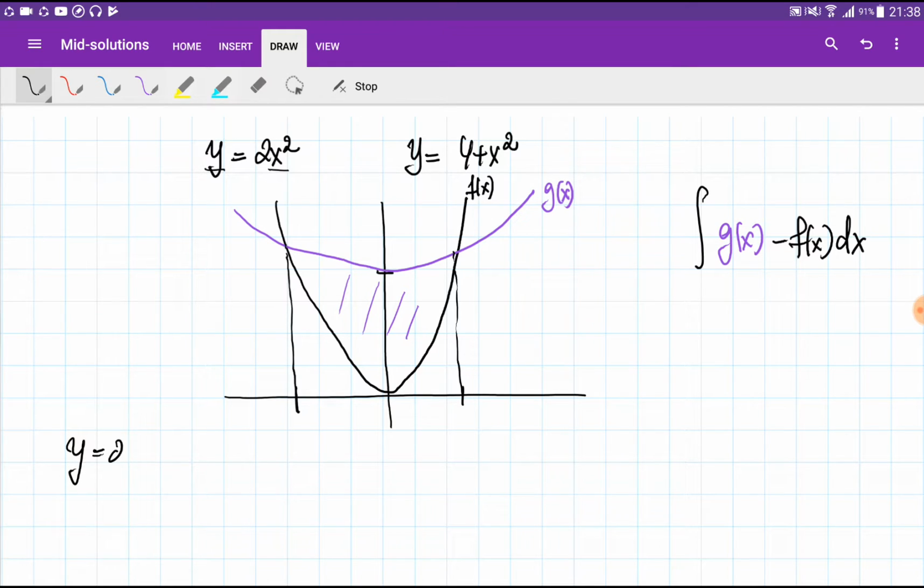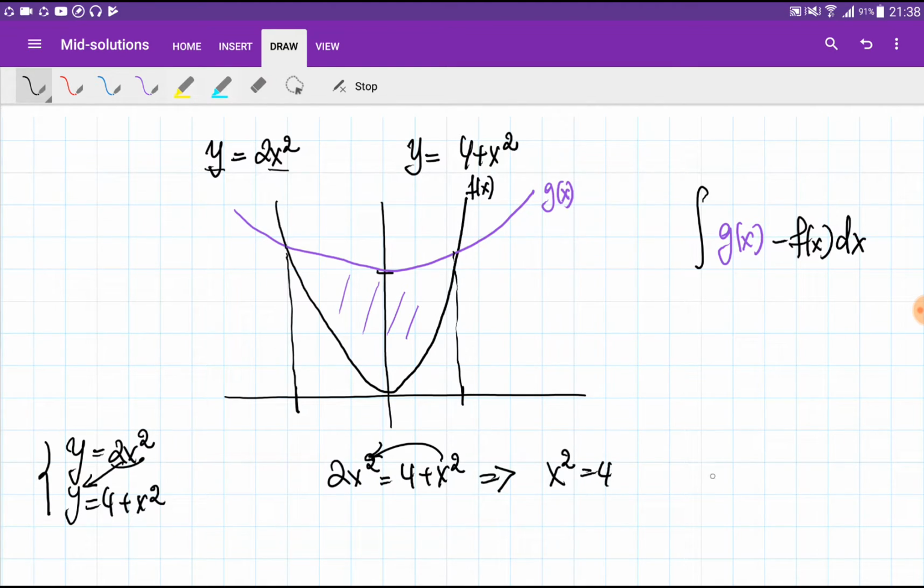So in order to find these points, we need to solve the system: y is equal to 2x squared, y is equal to 4 plus x squared. The solution of the system gives us the intersection points, the coordinates of the intersection points. So I will just substitute the y with 2x squared. So 2x squared is equal to 4 plus x squared. If the x squared goes to the left, it will be simply x squared is equal to 4. So x is equal to plus minus 2. So basically x changes from minus 2 to 2. So we need to integrate the difference of g and f from minus 2 to 2.